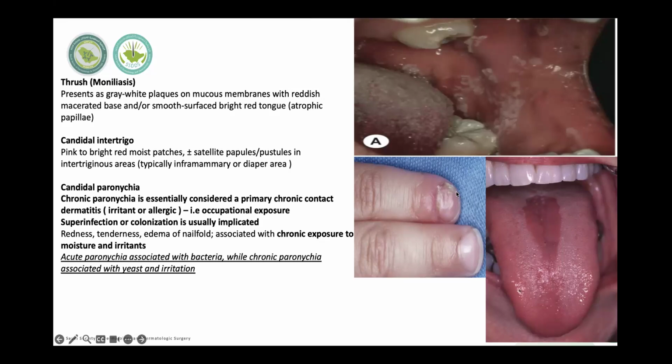This is chronic paronychia. Chronic paronychia is most commonly attributed to allergic or irritant contact dermatitis, so people who have occupational exposure, and then with time they can get superinfected. So when you see this, the most important thing is to eliminate the risk factor, which is the occupational exposure, and you may consider giving topical steroid or topical antifungal to treat it. Chronic paronychia can be associated with candida, but the initial cause is actually the occupational exposure, not like acute paronychia, which is usually bacterial.